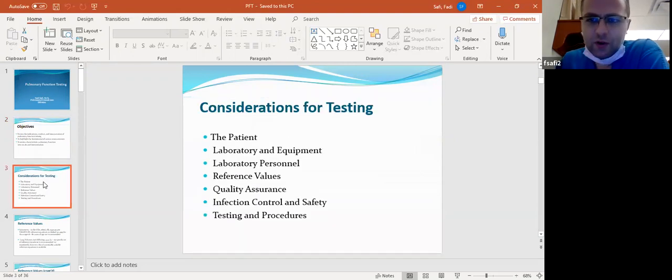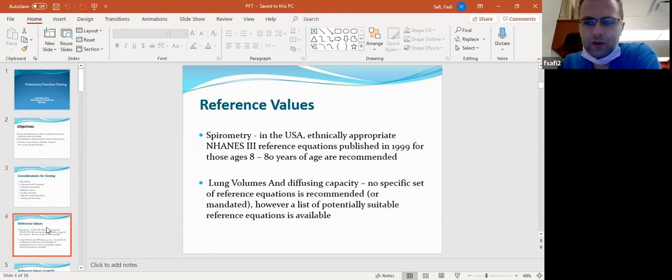So first, before you do the pulmonary function test, you need to have some considerations for the testing. The first thing you look at is the patient, and then your laboratory and equipment, your laboratory personnel, reference values, quality assurance, and I will talk in detail about that. And then you have infection control and safety, and then testing and procedures. Usually anyone who is coming to the pulmonary function test lab, we have them do the PFT themselves. That way they can understand the test and how to interpret the test.